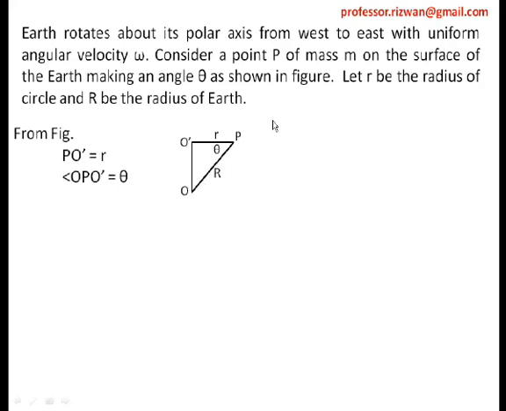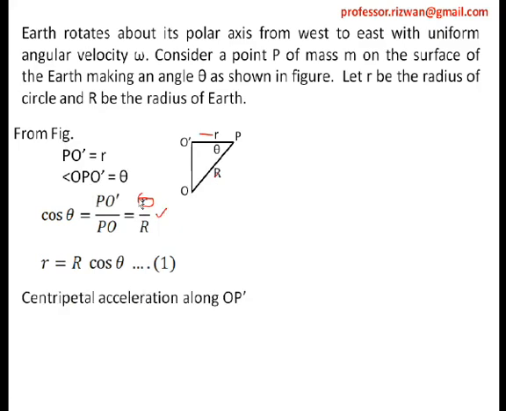So from the figure, in the same triangle, PO dash is equal to r, and angle OPO dash is equal to theta, and OP is equal to capital R, that is the radius of the earth. Now from the figure I can find out cos theta. Cos theta is equal to adjacent upon hypotenuse. So adjacent is PO dash, and hypotenuse is OP, so cos theta is equal to r upon R. So from this, r is equal to R cos theta. So this is the first equation.